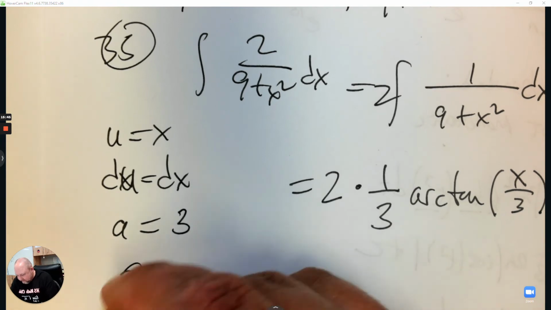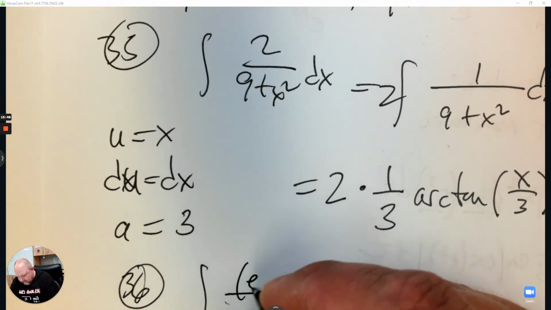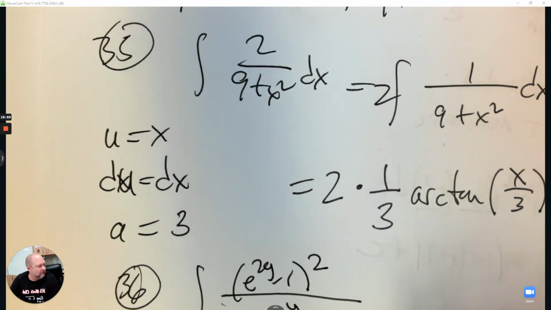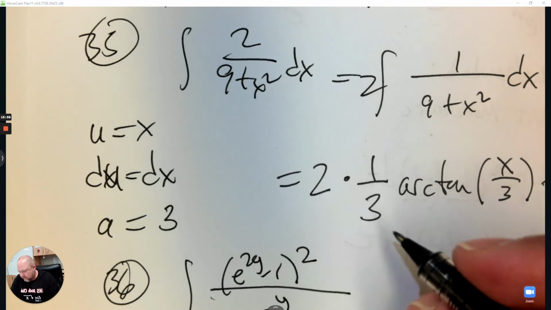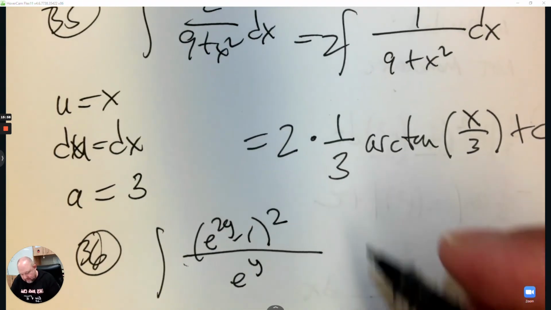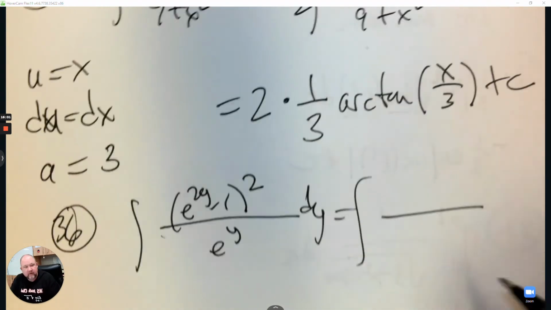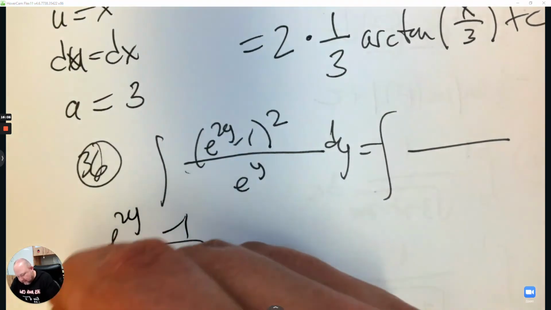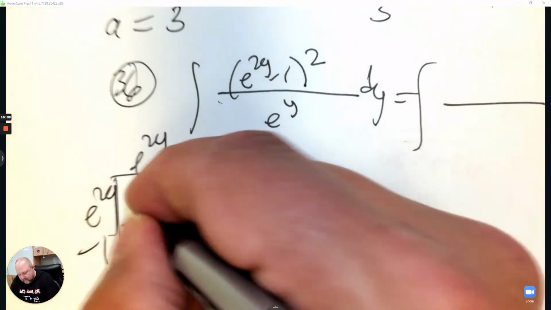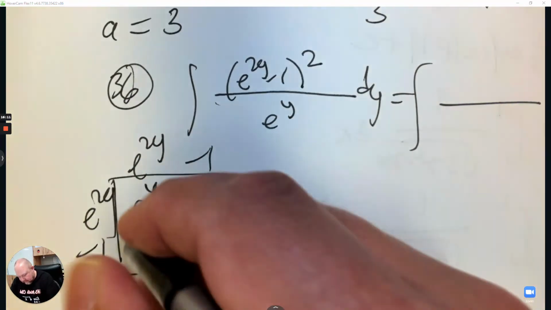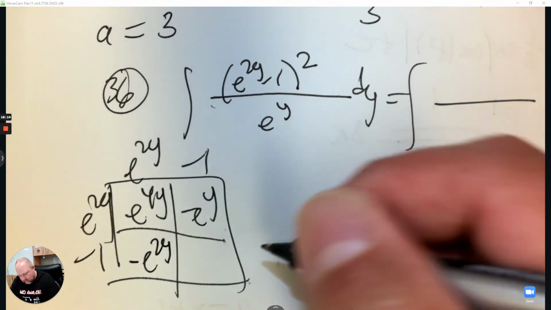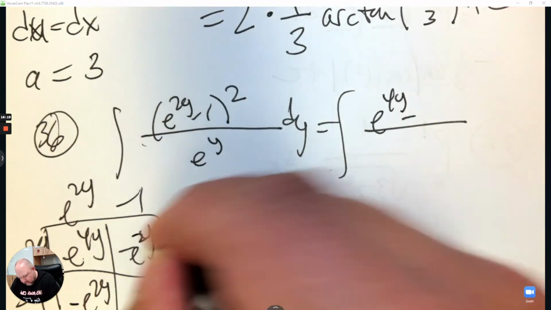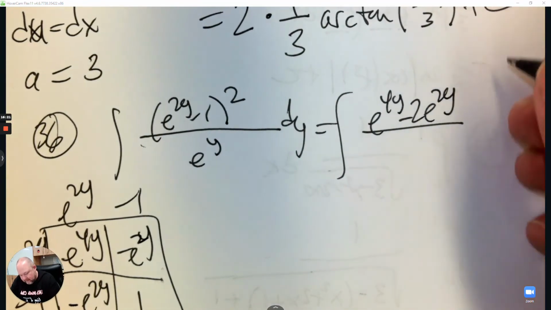Number 36. E to the 2y minus 1 squared over e to the y. We're going to FOIL this. So the numerator I'm going to expand. So e to the 2y minus 1, e to the 2y minus 1. So multiply and add the exponents. So I have e to the 4y, this is 2, minus 2e to the 2y, plus 1.